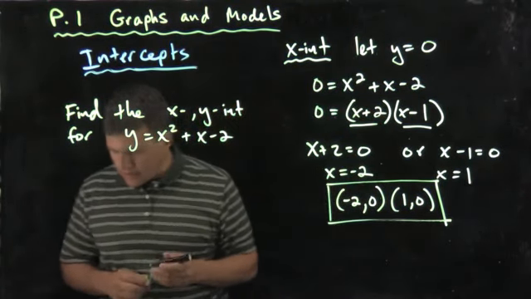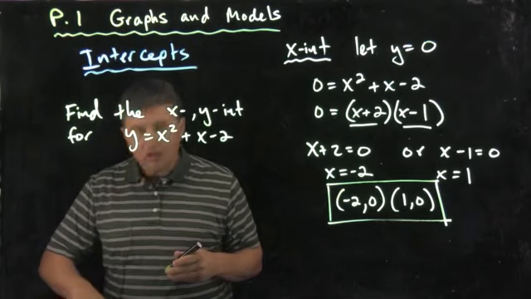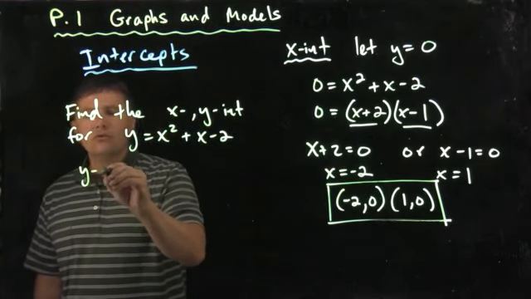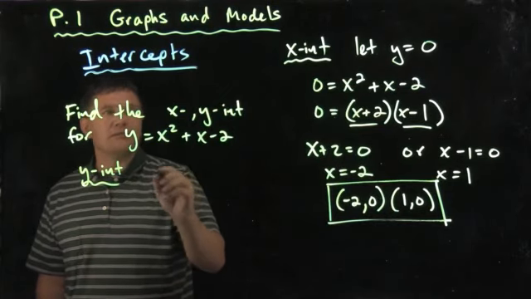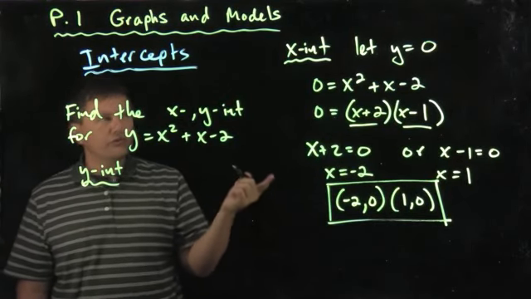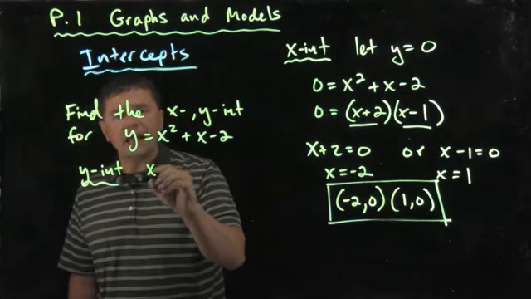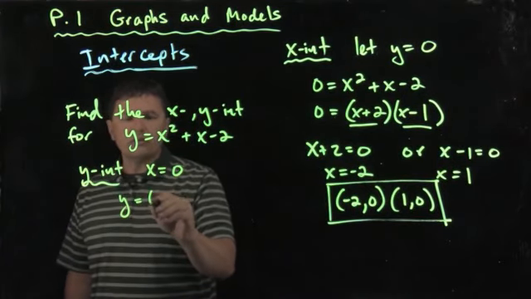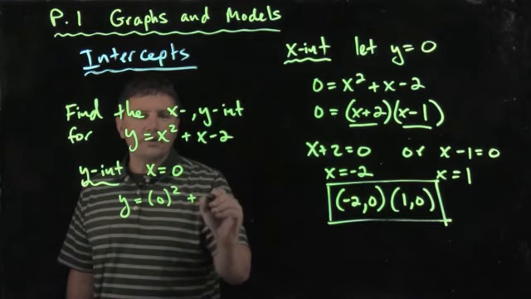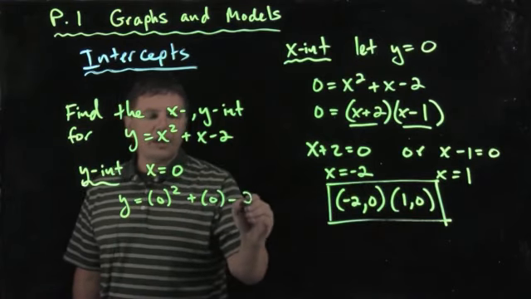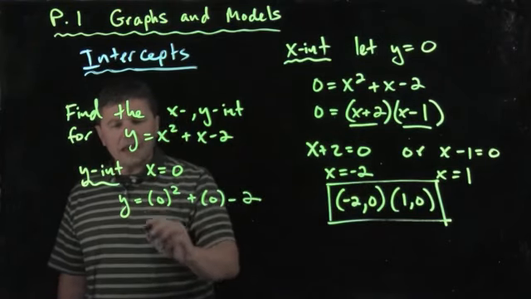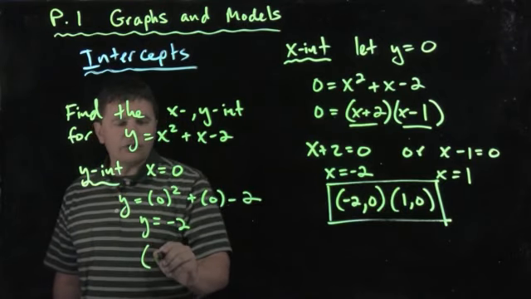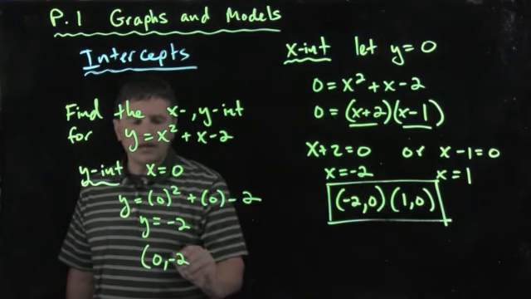So let's find the y-intercept now. Actually, the y-intercept is going to be easier. If I let y equal 0 to get the x-intercept, I'm going to let x equal 0 to give us the y-intercept. So y is equal to 0 squared plus 0 minus 2. Very easy math here. We get y is equal to negative 2. So my y-intercept is 0, negative 2.